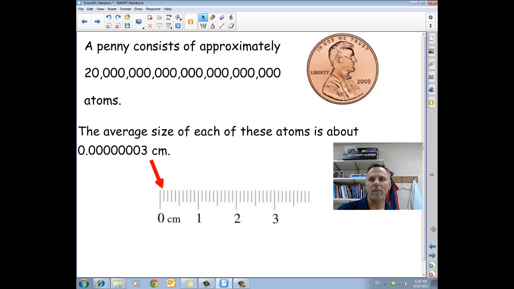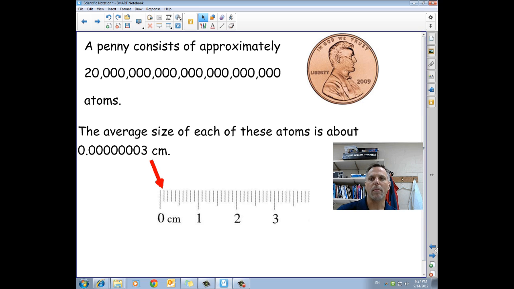So, an example of this is when you have a penny. A penny contains a huge number of atoms. In fact, it's a 2 followed by many, many zeros. And it contains that many because the average size of each of those atoms is very, very small. And if I were to read the number, it's 0.00000003 centimeters. That's a pretty long number to write.